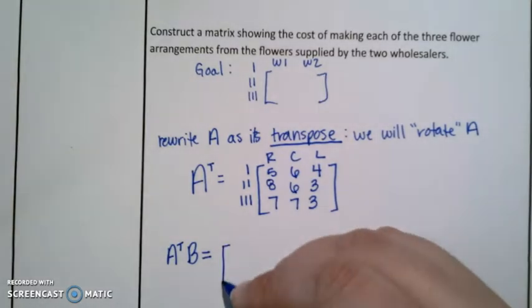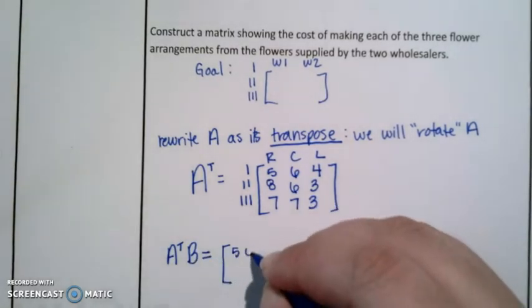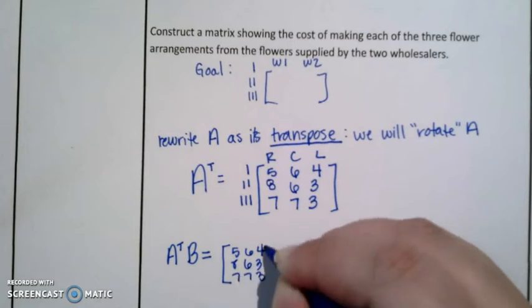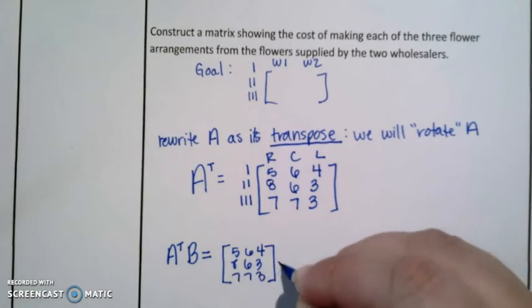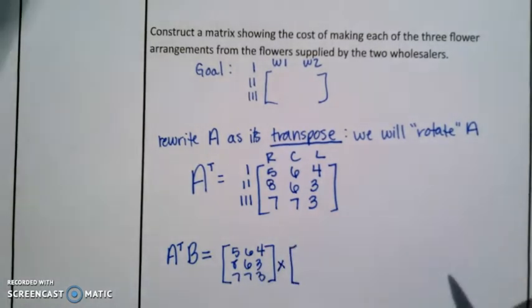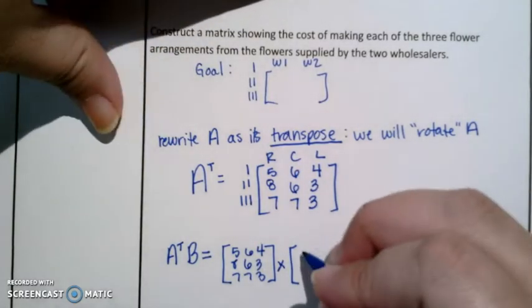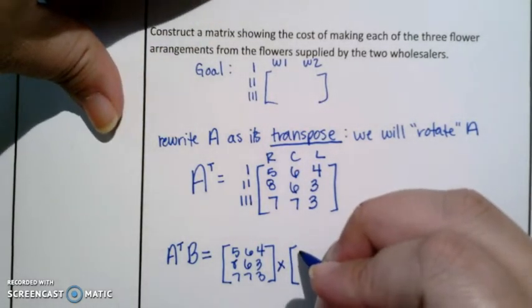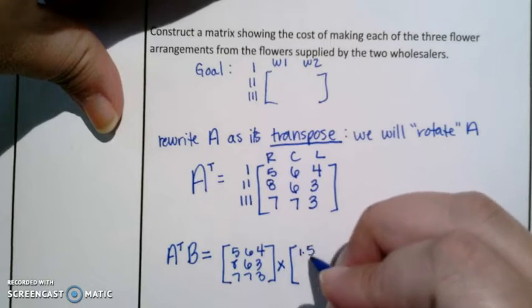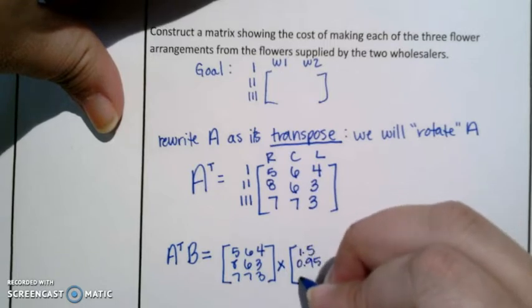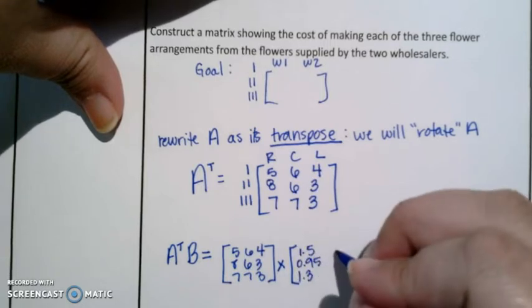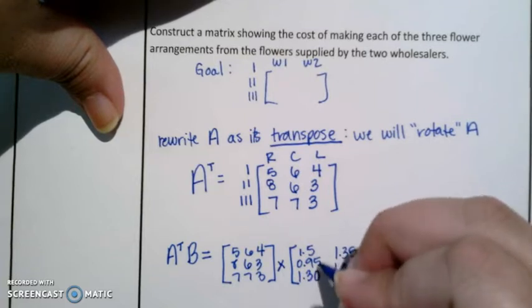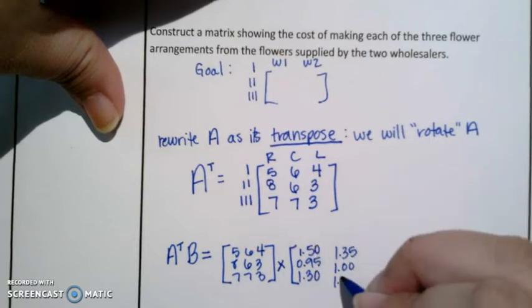So rewriting A transpose: 5, 6, 4, 8, 6, 3, 7, 7, 3, times B, which is 1.5, 0.95, 1.3, 1.35, 1.00, these are prices, 1.35.